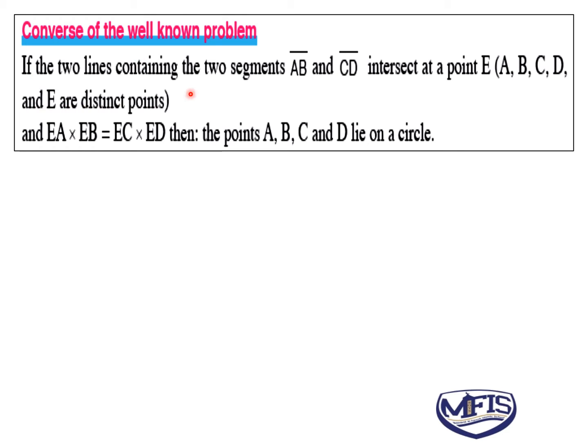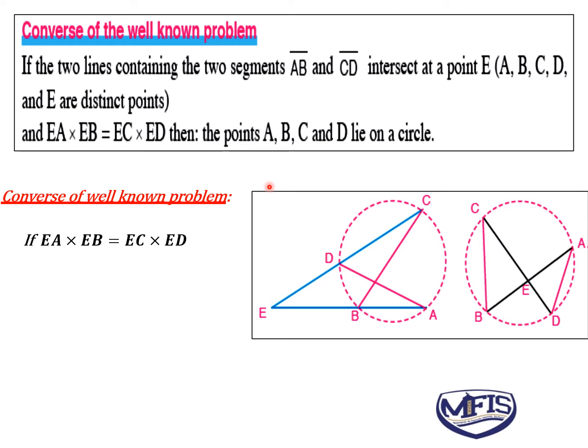If the two lines containing the two segments AB and CD intersect at a point E, and A, B, C, D, and E are distinct points, and EA times EB equals EC times ED, then the points A, B, C, and D lie on a circle. And from the converse of the well-known problem, we can write the ratio EA over EC equals ED over EB.